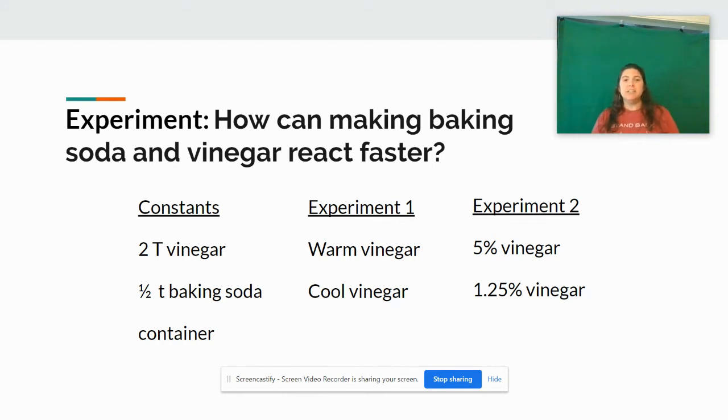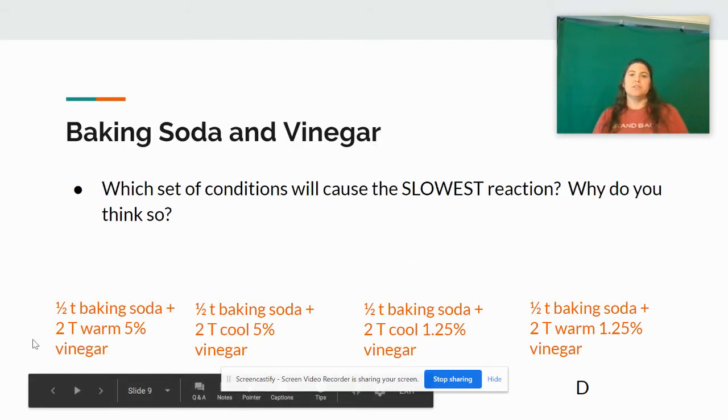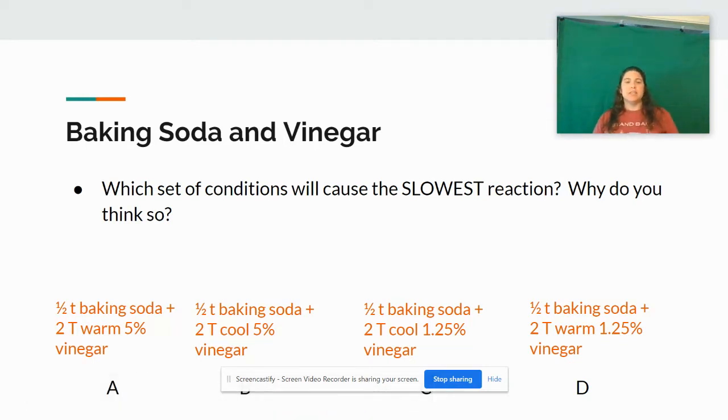And then for the second experiment, we're going to change the concentration. We have a set where we have 5% vinegar, which is the vinegar that you pour straight out of the bottle. And then where I diluted it, where I had 1 part vinegar to 3 parts water. So it made it 1/4 as concentrated. Okay, so here are our 4 possible situations. I would like for you to take a look at these options and decide which one you think is going to be the slowest to react.